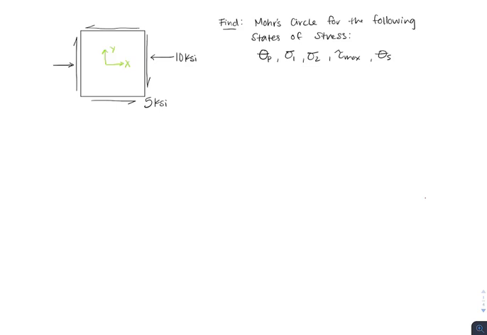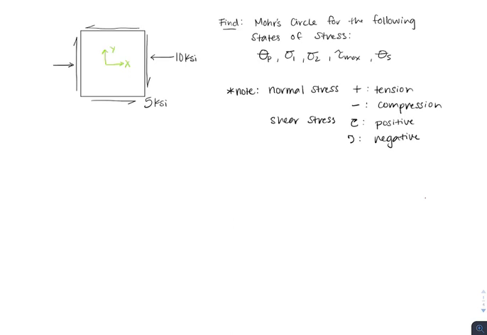To start off with, I'm going to put a little note for what we denote as positive and negative. As you can see on the right, I have our note. For normal stress, if it's in tension, we denote it as positive. Compression is going to be negative. For shear stress, if it causes a rotation that is going clockwise, we consider it positive. And if the shear stress causes a rotation in the counterclockwise direction, we denote that as negative. So now we can go ahead and find our coordinates for this stress block.